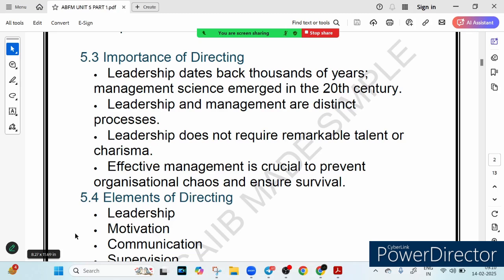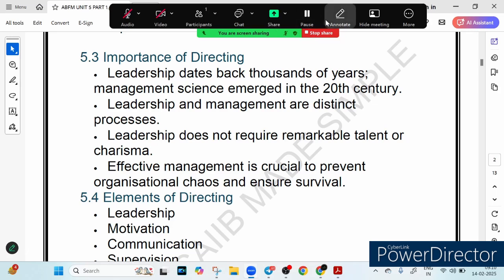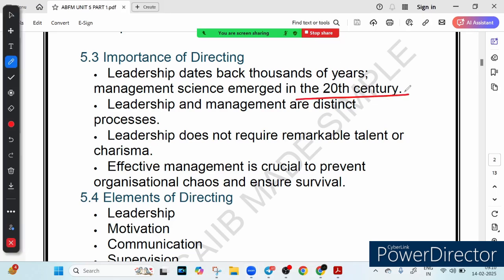Leadership has been around for thousands of years. Think of great leaders like kings, warriors and strategists. But management as a science is a 20th century invention. So this management science is a 20th century invention, right?